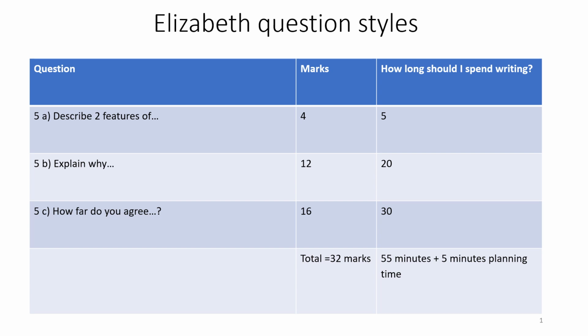So just to recap on the question styles that you will come across, the first question you'll come across is a describe two features of question. It's worth 4 marks. You should spend approximately 5 minutes writing an answer to that question. The second question you'll come across is an explain why question. That's worth 12 marks and you should spend approximately 20 minutes on that one. And the last question is a how far do you agree question. It's worth 16 marks and you should spend approximately 30 minutes answering that question.